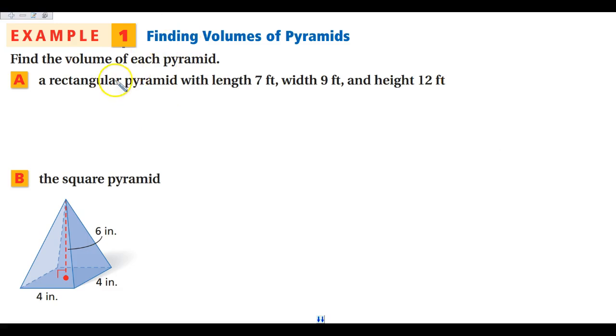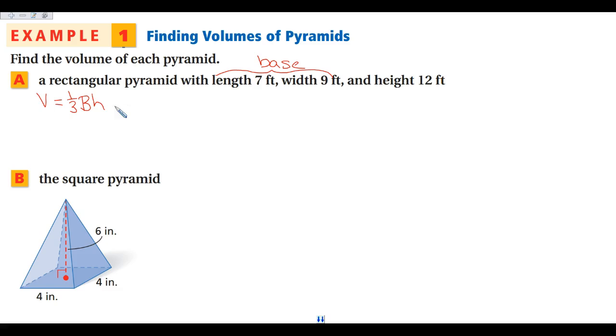We have a rectangular pyramid with length 7 and width 9. So this right here is the base. Okay. And then the height of the pyramid is 12 feet. So my volume formula is 1/3 area of the base times height.